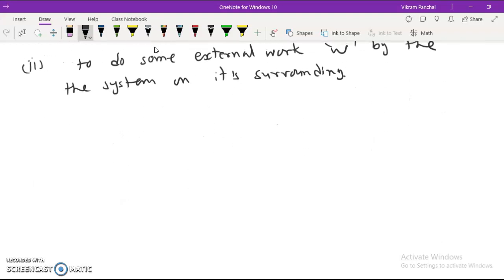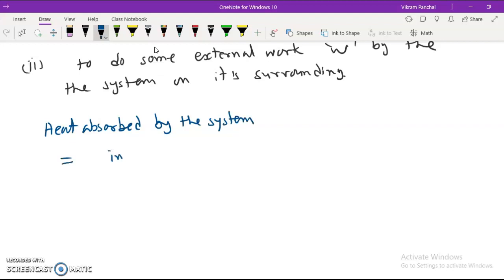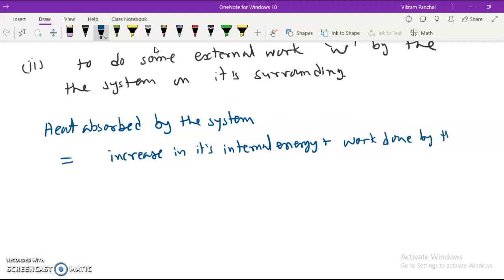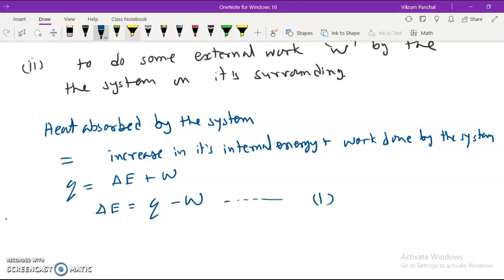So thus we can say that heat absorbed by the system is equal to the increase in its internal energy plus the work done by the system. So mathematically we write heat absorbed is Q, change in internal energy is delta E, and W is the work. Or delta E is equal to Q minus W. This is the first equation of the first law of thermodynamics.